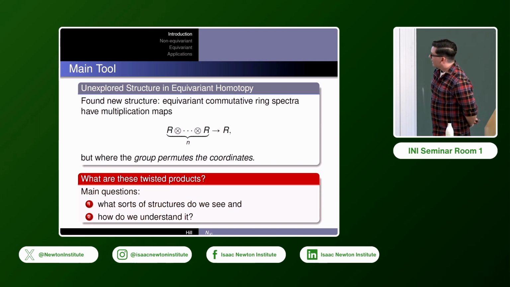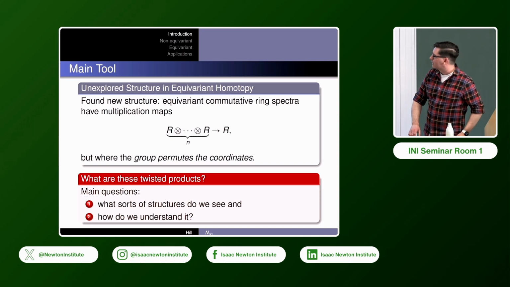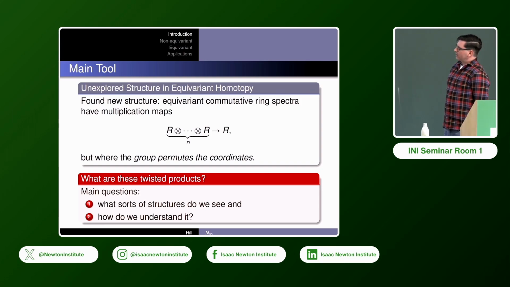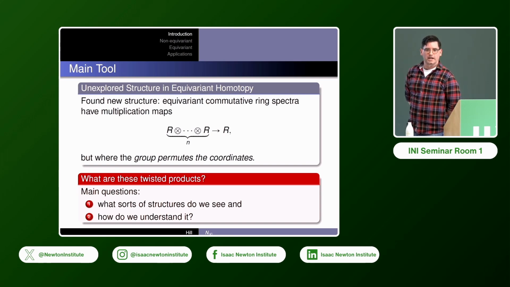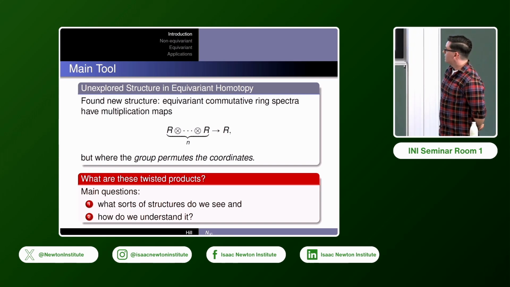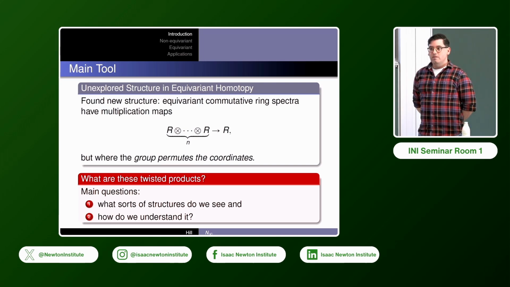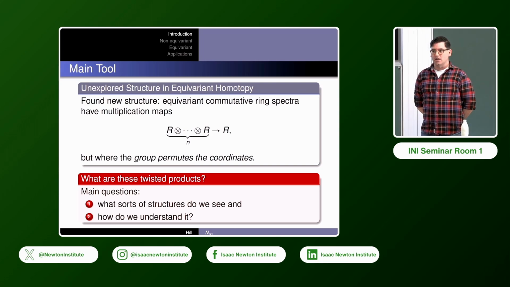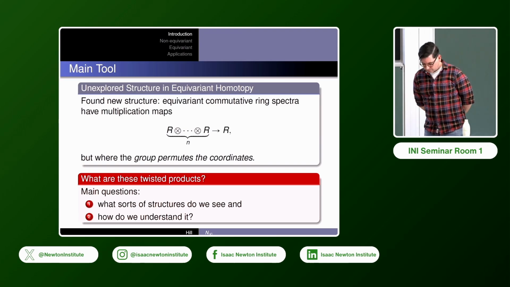So the way we showed this is to use unexplored structure in equivariant homotopy theory. I like to get a chance to talk about this, both because it led me into the field of equivariant homotopy theory, which is not where I had started thinking about homotopy theory, and because it lets me tie in one of the programs going on here now, which is equivariant homotopy theory in context. And so I get to talk about some of the themes there.